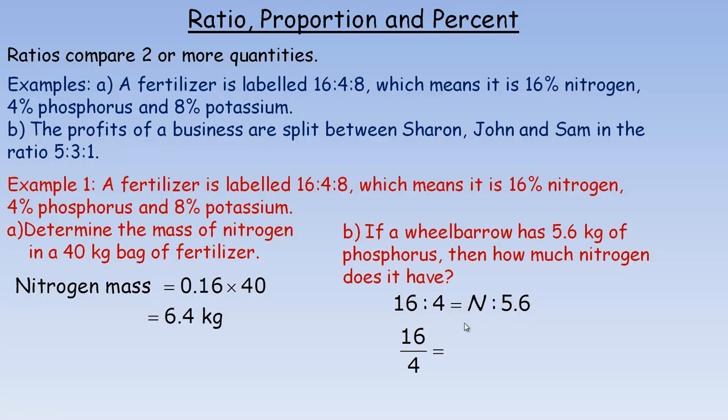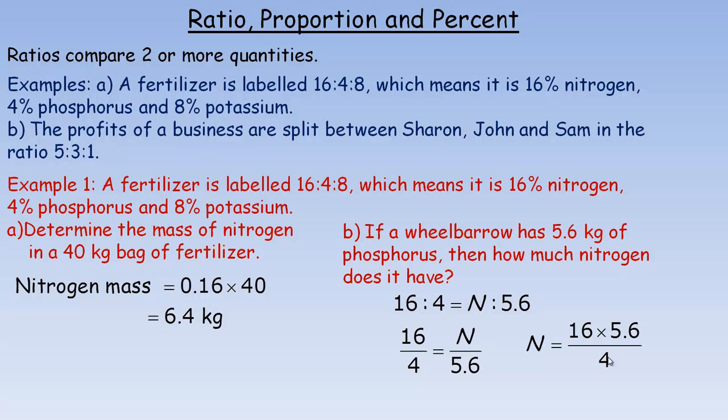One way is to write it as a set of two equal fractions, or a proportion. I could write 16:4, this to this is the same as this to this. So 16:4 equals N over 5.6. If those ratios are equal, then these two fractions would be equal. And so we can cross multiply. To get N, we multiply 16 by 5.6 and divide it by 4. And so that looks like this.